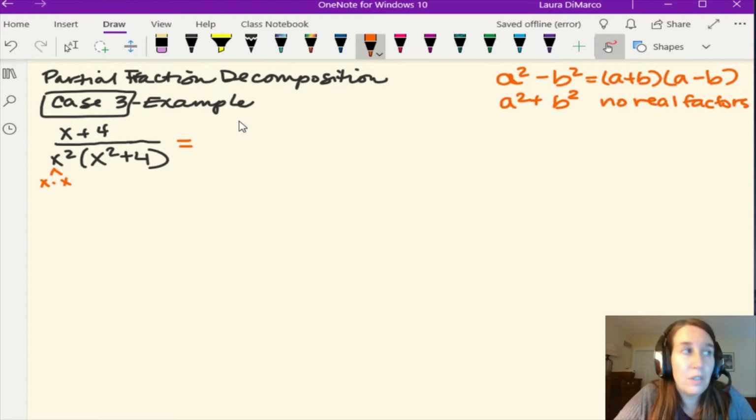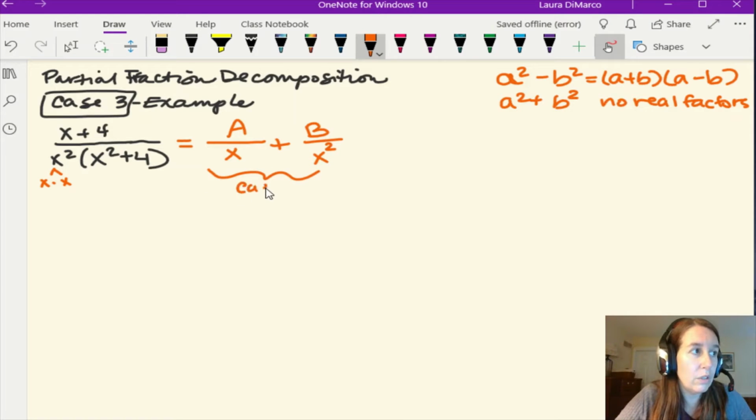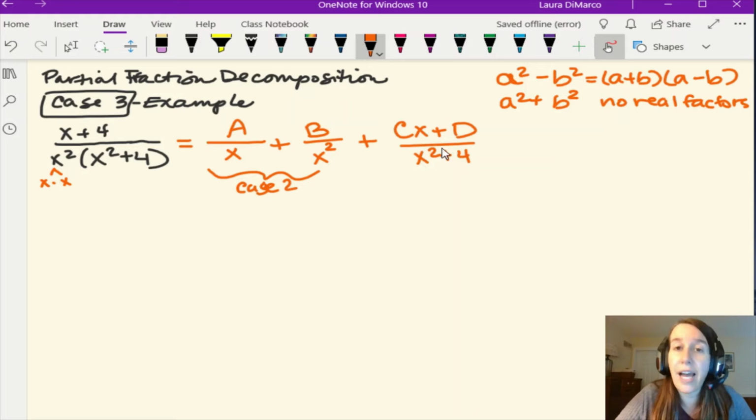Okay, so to break this down into our pattern then, our first denominator is going to be x. That's going to be A over x. And our second denominator is going to be x squared. Remember, this is case 2. That's the pattern for that because it's a repeated linear factor. All right, then we're going to have our last term, and that is Cx plus D over x squared plus 4. And that's because that is the pattern for case 3, the irreducible quadratic denominator. Ooh, I think I got all those big words correct this time.